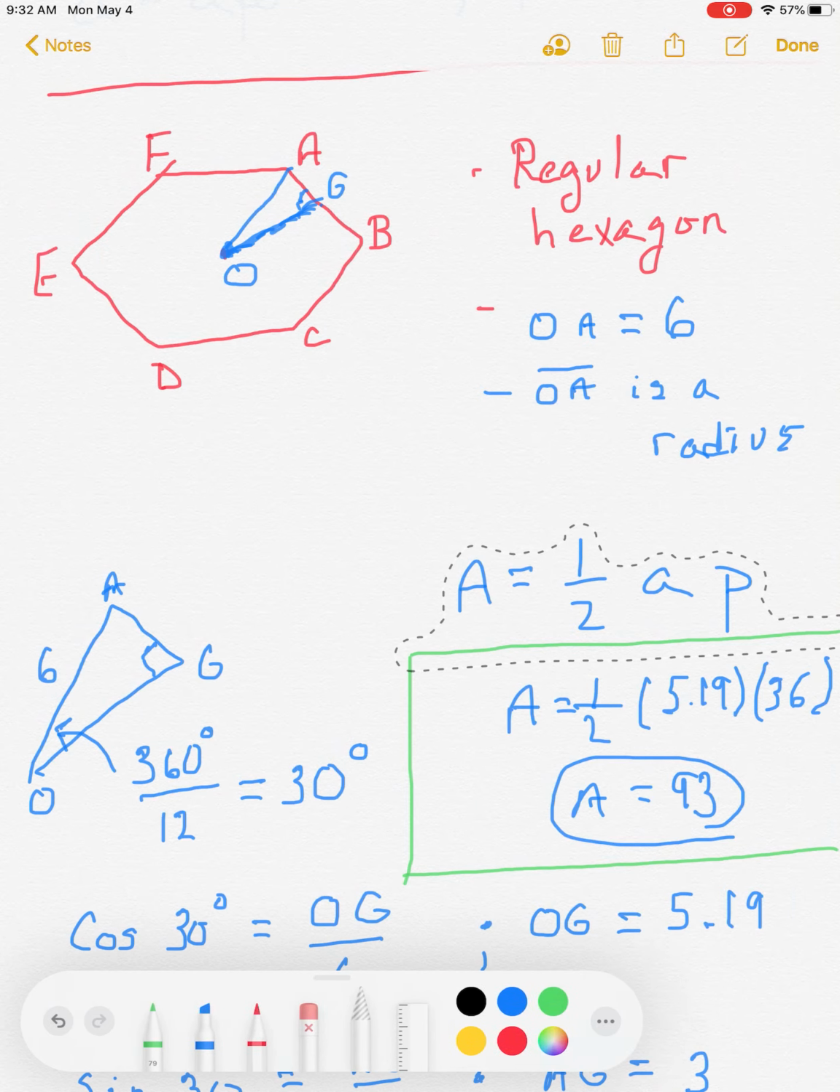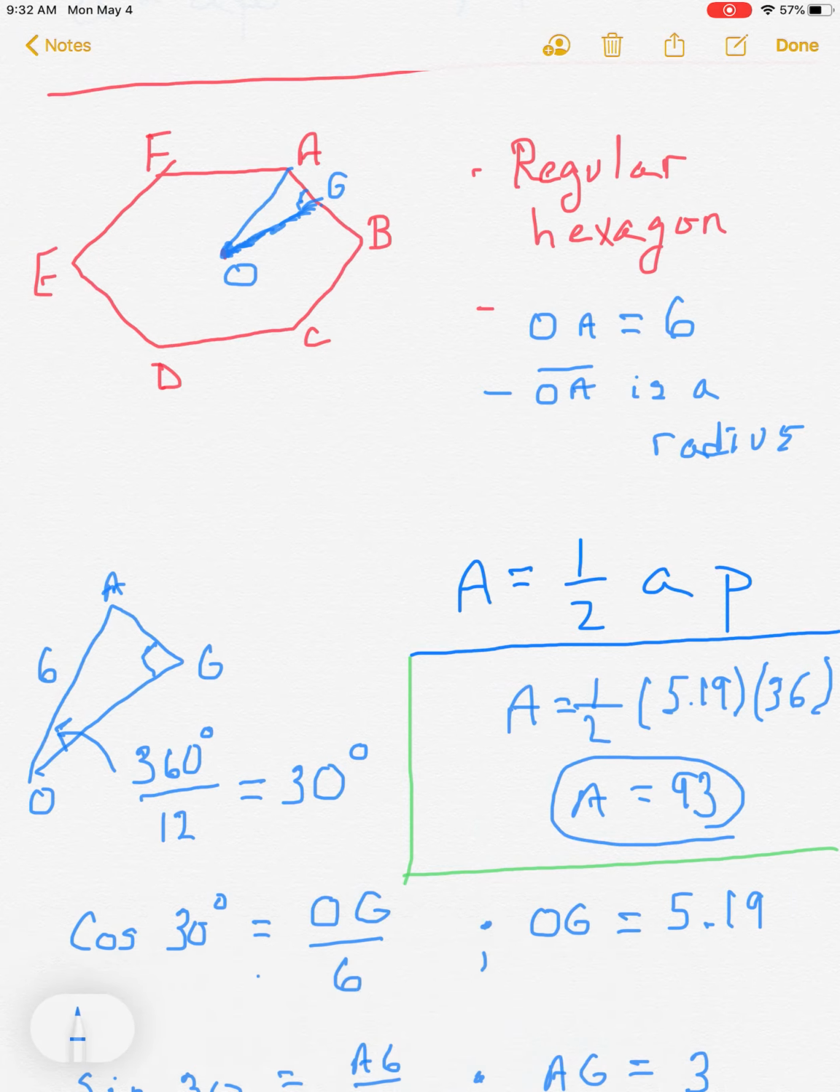OGA. That's the only part I'm going to be looking at here. All right, so I'm going to be looking along here: OG, GA, and OA. And I drew that triangle down here, OGA. Now, first of all, OG is an apothem.